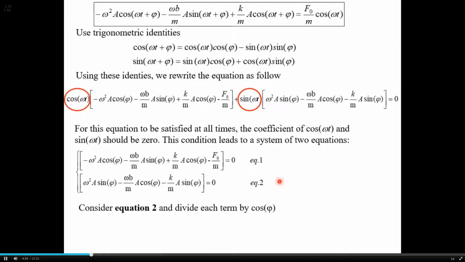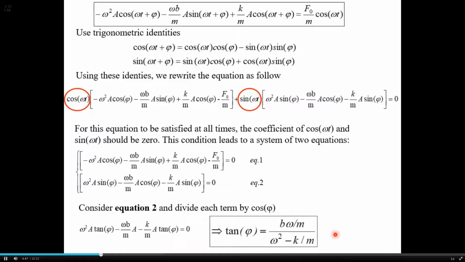Now, let's consider the second equation. What we're going to do is divide the second equation by cos psi, and that gives us the following. So the sine psi divided by cos psi becomes tan. We lose the cos factor in the second term, we get another tan in the third term. And of course, we can immediately rearrange this to get tan psi. And this gives us straight away the expression that we had quoted in the last video.